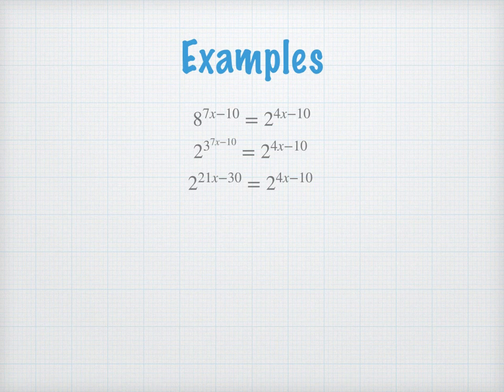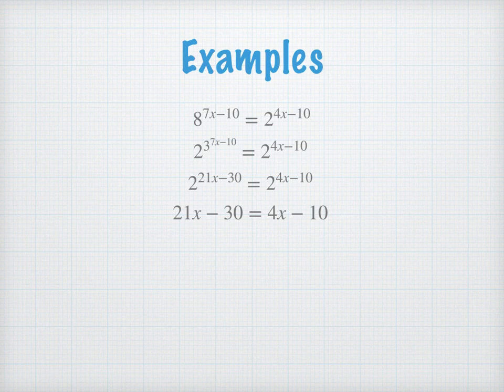Something that's nice about when you get your base to be the same on each side is that now you can ignore your bases. You can look at just the exponents. If your bases are the same, then your exponents have to be the same too. So that means we could simplify this to just saying 21x minus 30 equals 4x minus 10. This is a much easier problem for us to solve. We don't have to worry about exponentials or logarithms at this point. We're just solving a nice equation that has only one variable in it.